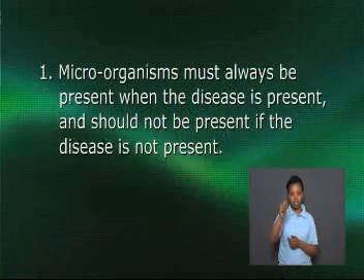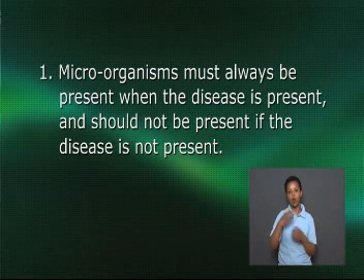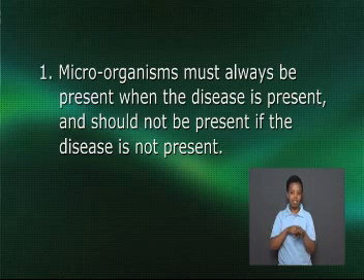Once more research established a link between microorganisms and disease, a scientist named Robert Koch compiled a list of ideas to summarize how disease-causing microorganisms behave. This is known as Koch's Postulates. The first idea was that microorganisms must always be present when the disease is present, and should not be present if the disease is not present.